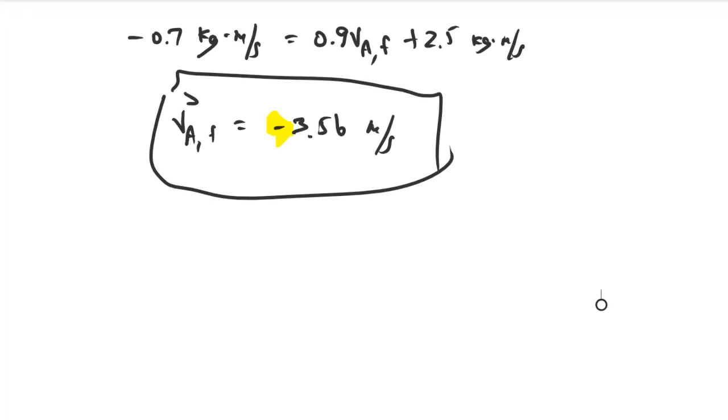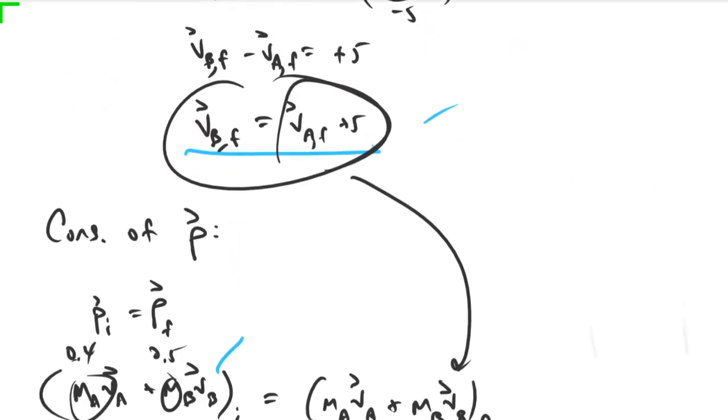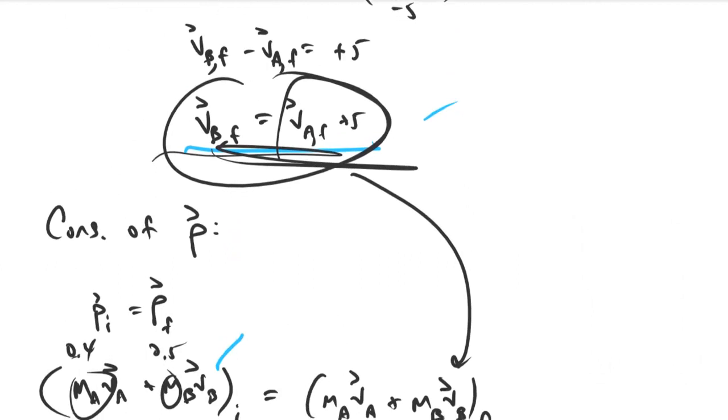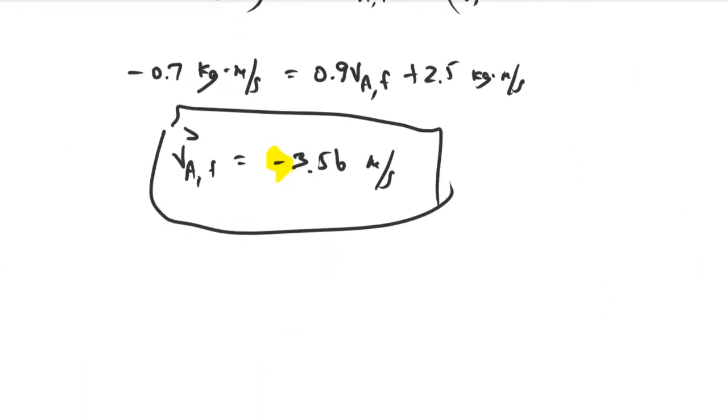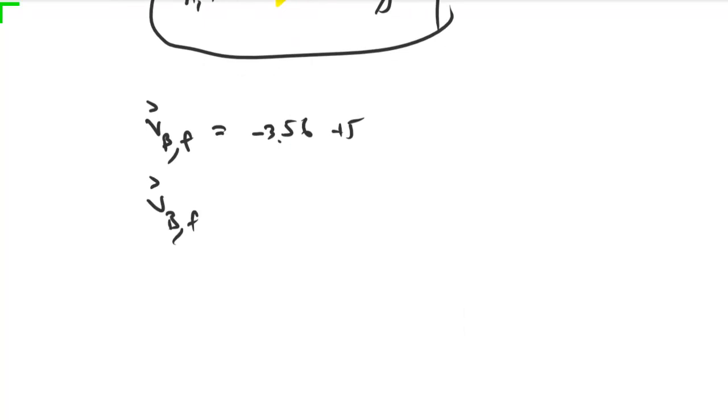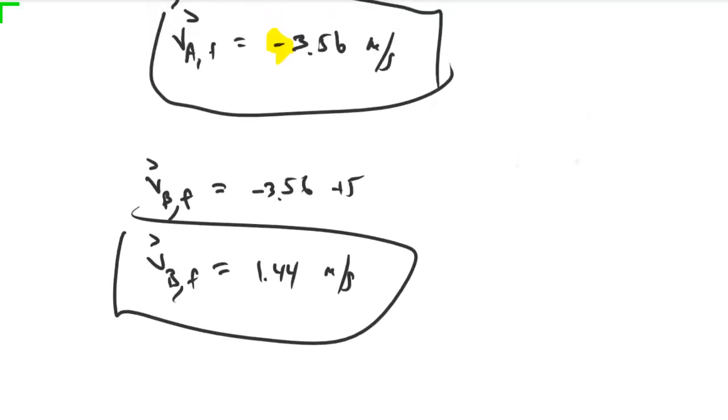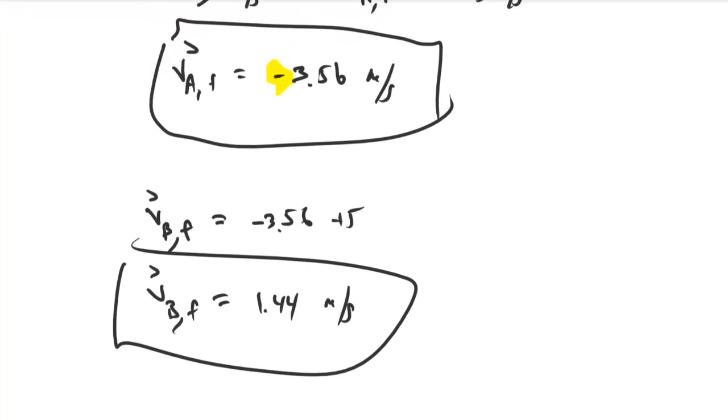we can get VB final by plugging back into this relationship here, just adding 5 to VA final. And so we have VB final is equal to negative 3.56 plus 5. And so VB final is equal to 1.44 meters per second. So these are the final velocities after the collision.